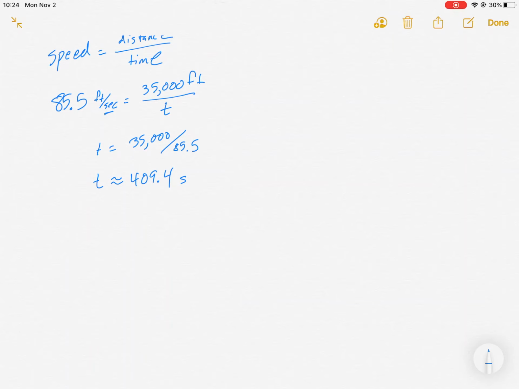This is probably way faster than it would actually happen. We would probably want to convert this to minutes. So let's do 409.4 divided by 60 because there's 60 seconds in a minute. And so I end up with about 6.8, so we could just call that 7 minutes. But that's very fast to go. To get up to 35,000 feet in 6 or 7 minutes seems pretty quick to me. Maybe that's normal, but I don't know. So this was a made-up, contrived problem, so who knows.